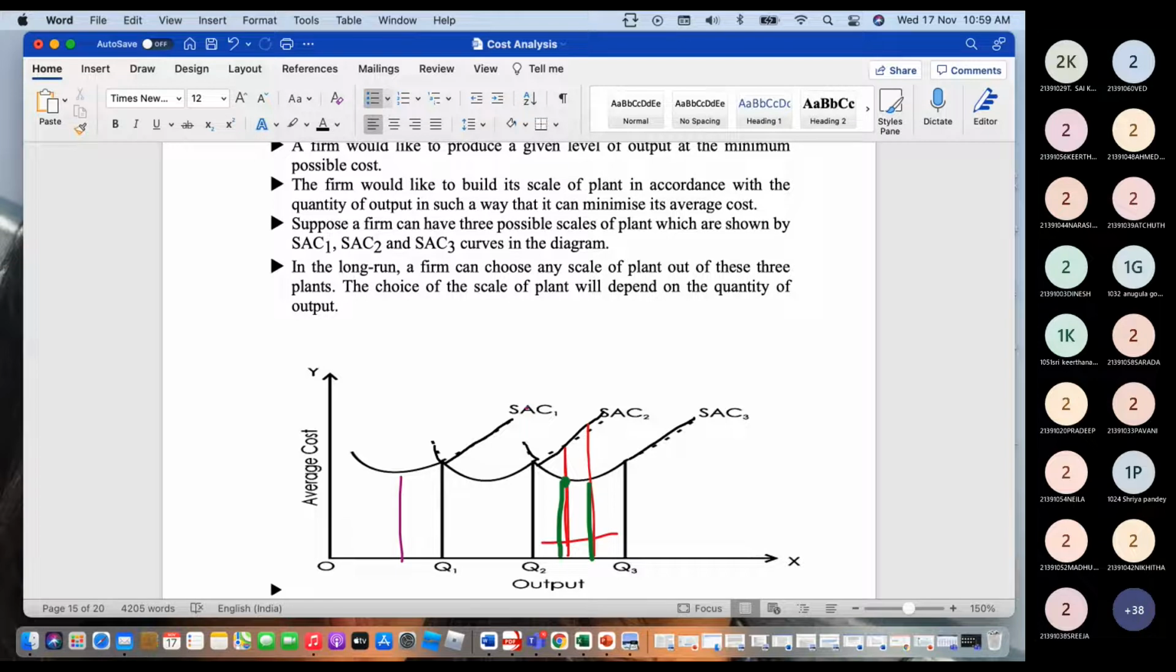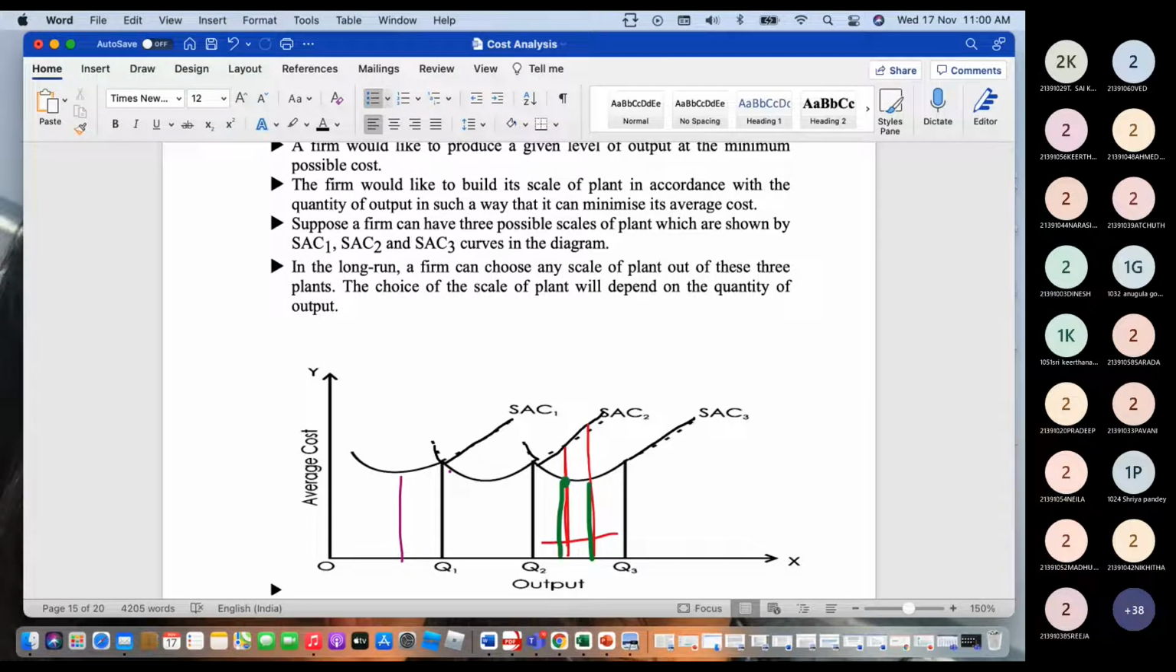When they are doing so, it is represented by another SSC curve, which we call SSC2. If the firm is going to produce OQ1 level of output, he has two options. Either he produces on SSC1, which means he doesn't invest anything. He overworks the fixed factor of production and he can produce. Or he has an option that he can invest some money in technology or whatever it may be, and produce the commodity at a lower cost.